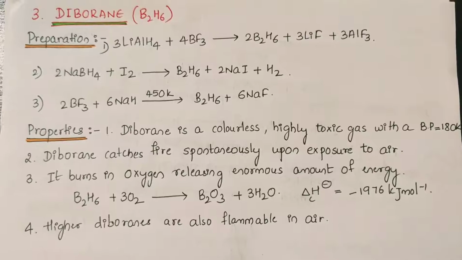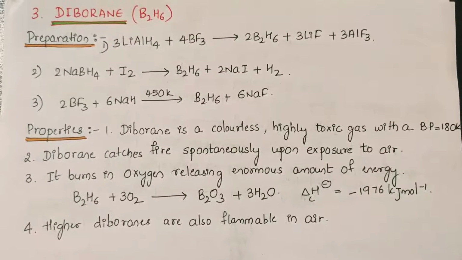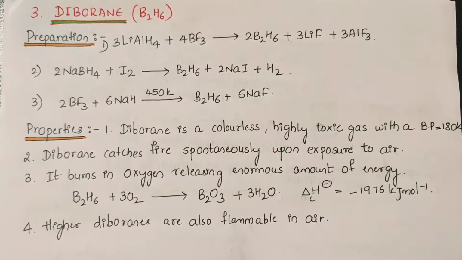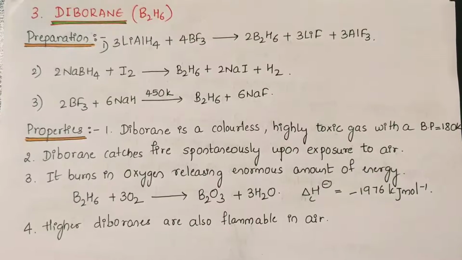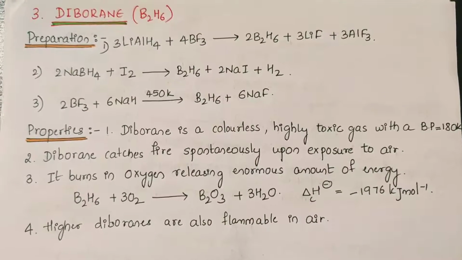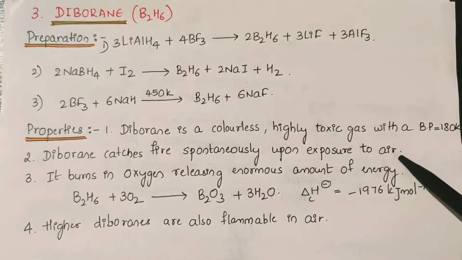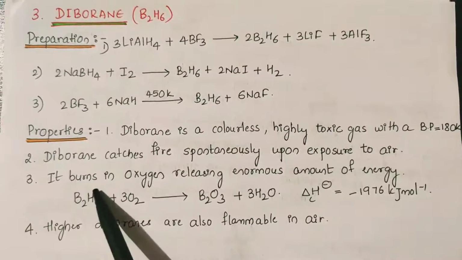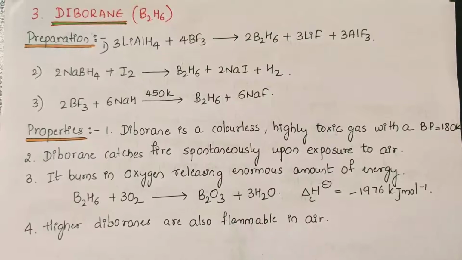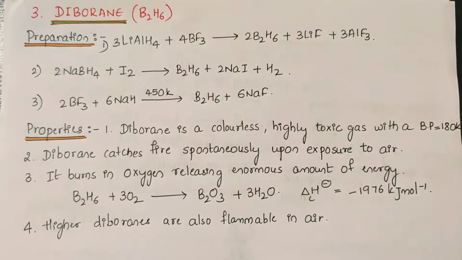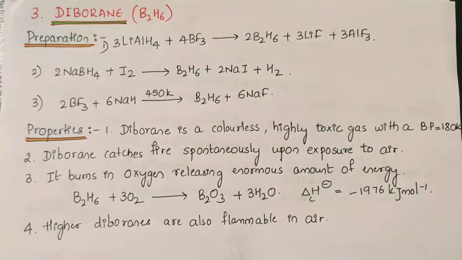So when it comes to the properties, diborane is said to be a colorless and highly toxic gas with a boiling point of 180 Kelvin, and it catches fire spontaneously whenever it is exposed to air. It burns in oxygen, releasing an enormous amount of energy. That is, whenever it is undergoing combustion, heating in the presence of oxygen, what happens? A large amount of energy is liberated.